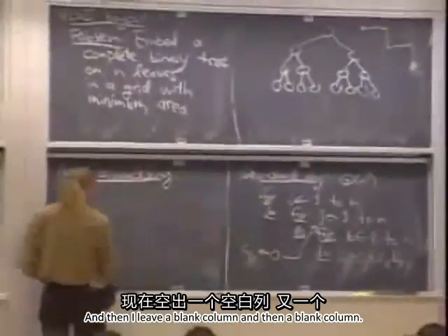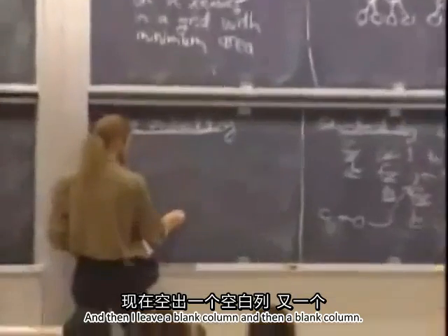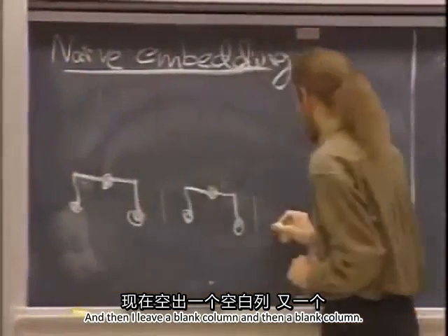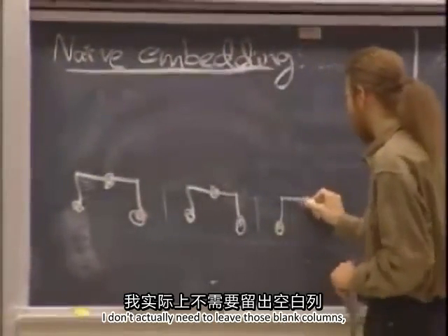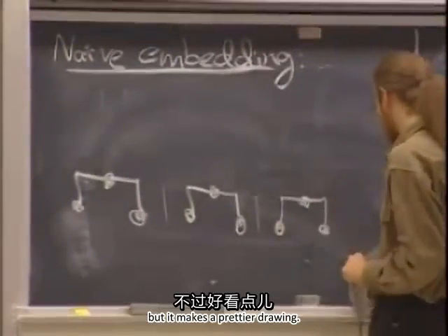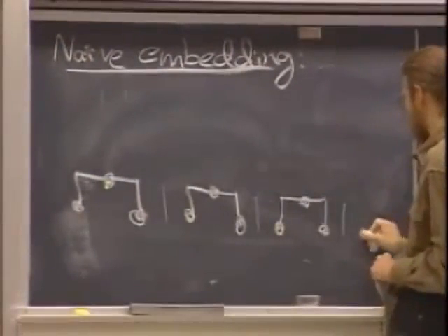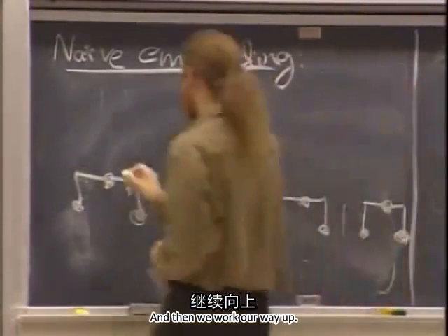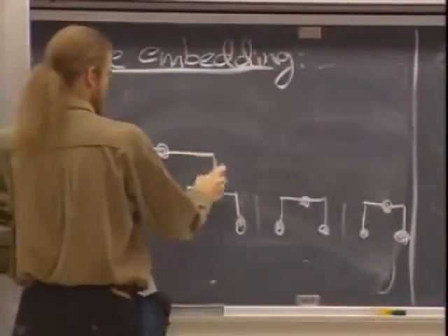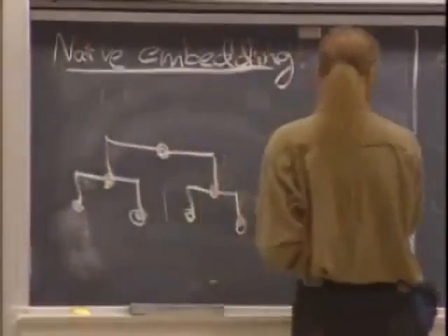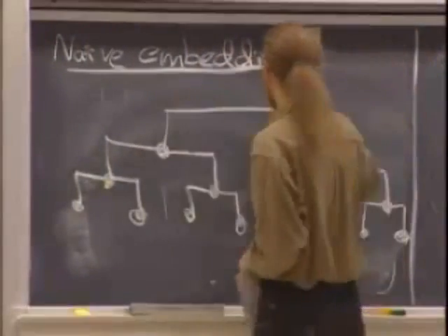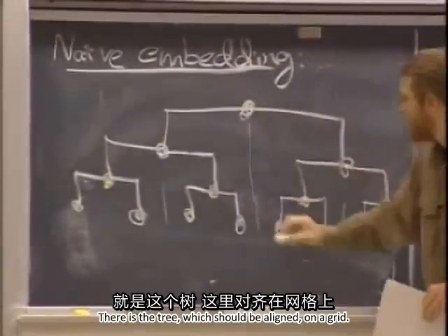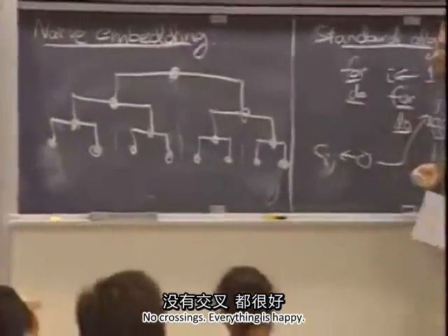And then I leave a blank column. And then a blank column. I don't actually need to leave those blank columns, but it makes a prettier drawing. Okay, and then we work our way up. Okay, there's the tree that should be aligned on a grid, no crossings, everything's happy.